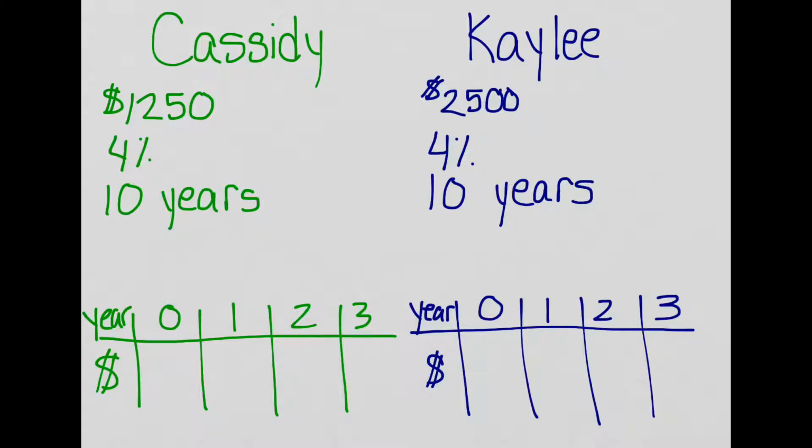And she gives Cassidy $1,250, but she is so nice, she gives Kaylee twice as much. Does this grandma love Kaylee twice as much? Well, let's figure this out.